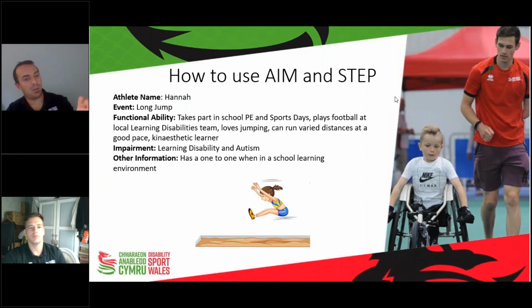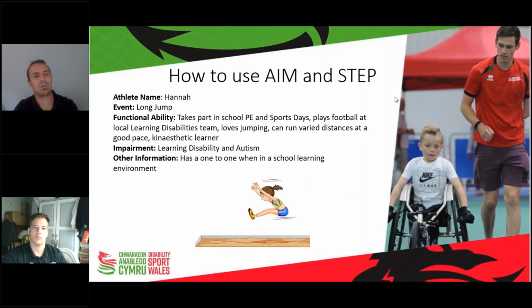So first of all, impairment comes below function and ability, if you notice there, because we want to find out what they can do. It's useful to know the impairment, but from my point of view as a coach, I want to know what they can do before I know what their impairment is. So you say function and ability: takes part in school PE and sports days, plays football at a local learning disabilities team, loves jumping, can run varied distances at a good pace, and she's a kinesthetic learner. So she likes to perform the movement, and that's how she learns best rather than seeing it.